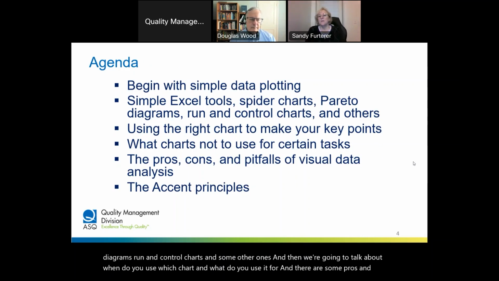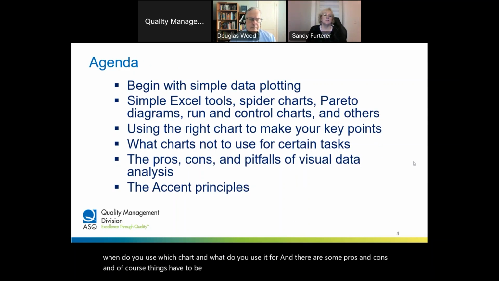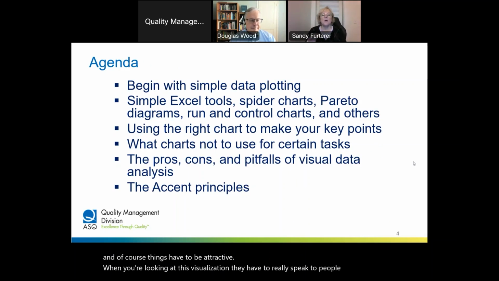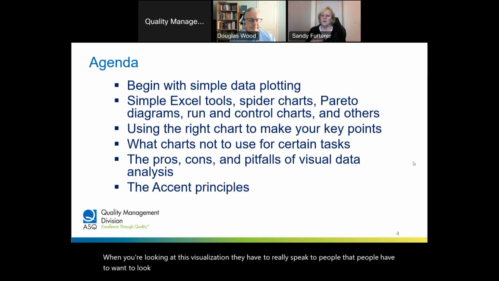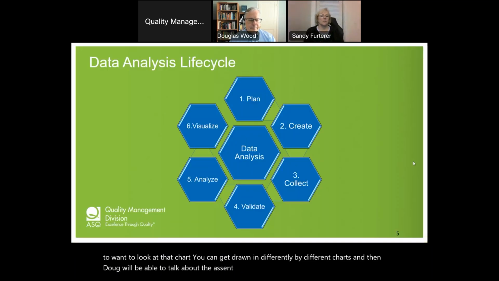And of course, things have to be attractive when you're looking at this visualization. They have to really speak to people, that people have to want to look at that chart. You can get drawn in differently by different charts. And then Doug will be able to talk about the ascent principles a little bit further on down the road.